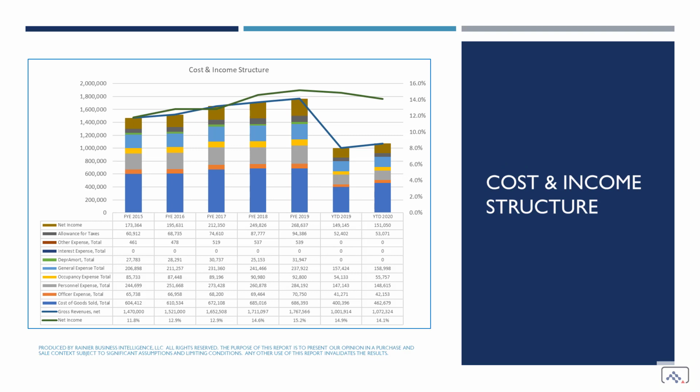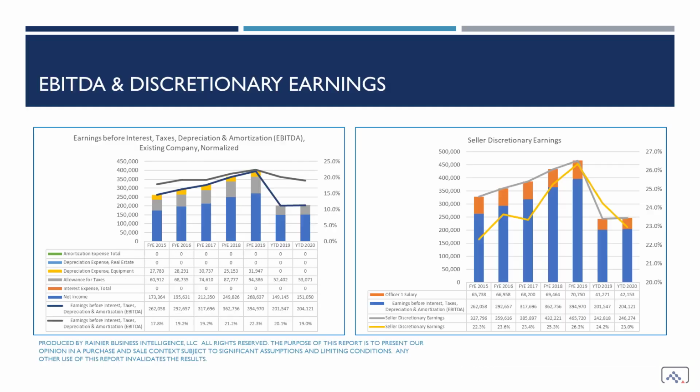The cost and income graph summarizes performance for the normalized operations of the existing company in each fiscal period. Fiscal periods may include the fiscal year, year-to-date for the current or prior year, or for the month. A useful tool for evaluating performance is common sizing, where an item is stated as a percent of sales. The development of EBITDA and discretionary earnings are shown. These are before-tax measures.